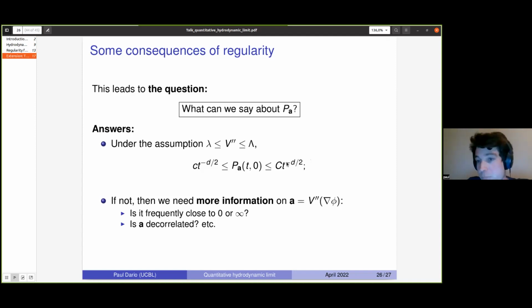Another assumption which is very useful, and the dream would be that A is IID. So the values of A at different points of space are independent. If you're able to say that A has IID values and is never really close to 0 or to infinity, you can run essentially the proof. It's going to be harder, but you can run the proof of this kind of result and obtain this kind of estimates.